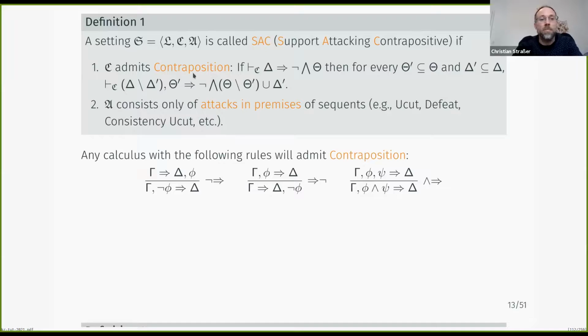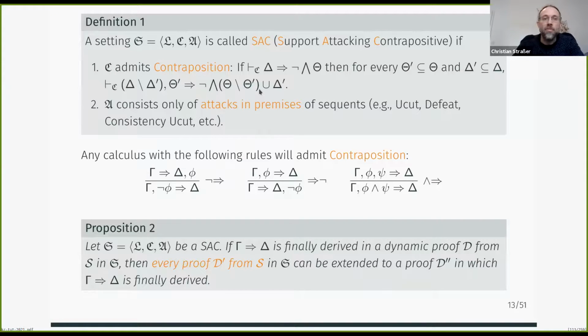So in order to get the contraposition rolling, for instance, the calculus could have these three rather standard rules for negation, shifting negation from left to right and right to left, and the conjunction rule on the left-hand side. This is already enough to make this type of contraposition admissible. So now, if we have such a SAC framework, a SAC setting, then our desideratum from before is met. If something is finally derivable in one proof, and you give me any other proof from the same information, I can extend the proof in such a way that this very same argument will also be finally derived.